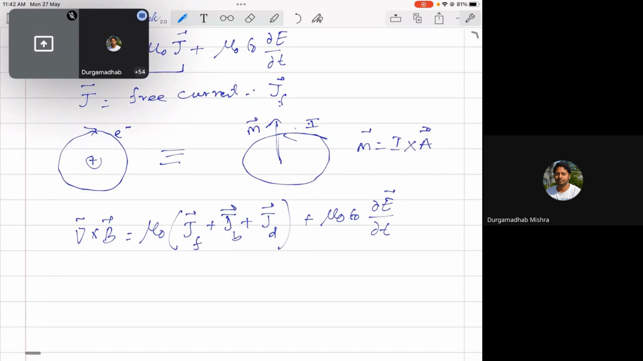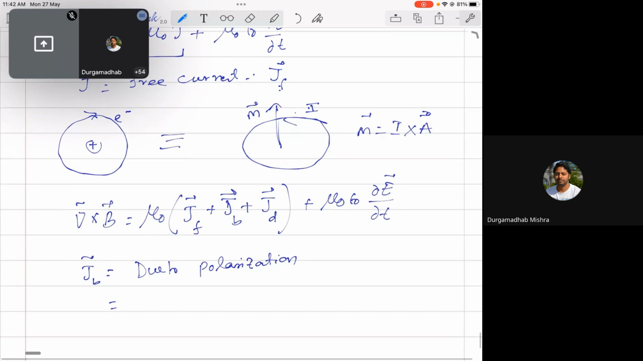Okay, so the bound current, which is due to polarization, since the current is always proportional to your charge density. So here it is proportional to charge density. Yes.